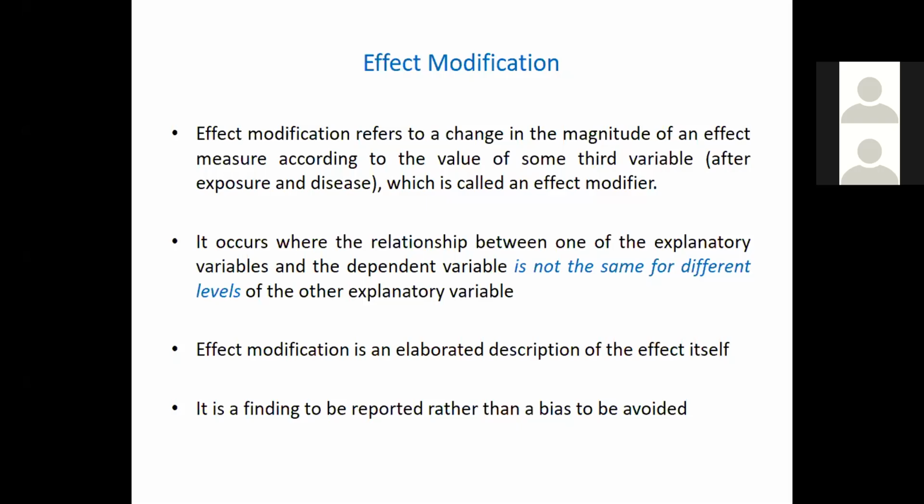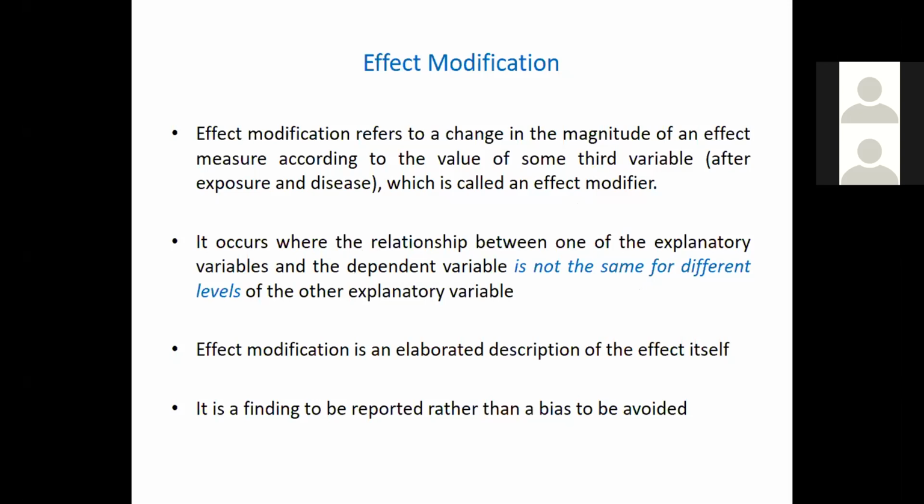Now, let's talk about effect modification. Effect modification refers to change in the magnitude of an effect measure according to the value of some third variable, other than exposure and disease, which is called an effect modifier. In a simple way, it can occur when the relationship between one explanatory variable and the dependent variable is not the same for different levels of another explanatory variable.